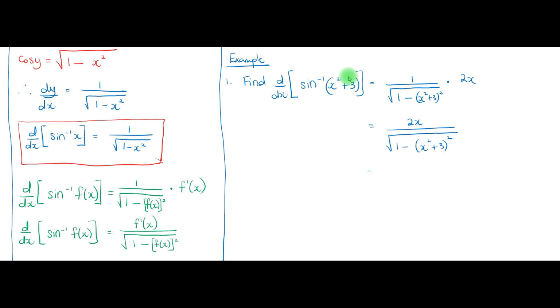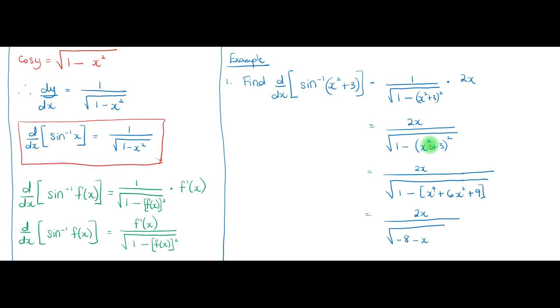And I would take this a little bit further. Since this is just a square, I can expand it. So that's going to give me x to the 4 plus 6x squared plus 9. Which gives me 2x over the square root of, the 1 is going to subtract the 9, that's going to give me negative 8, minus x to the 4 minus 6x squared.